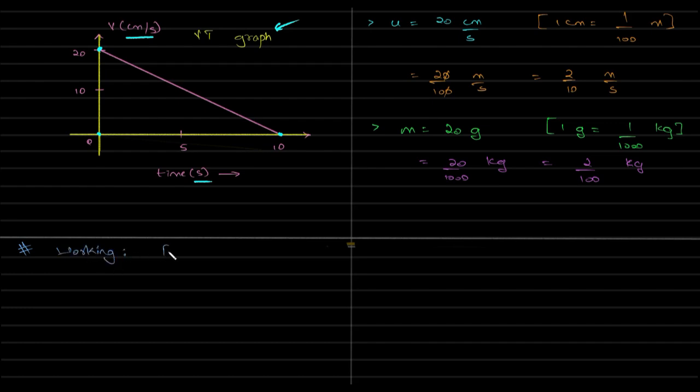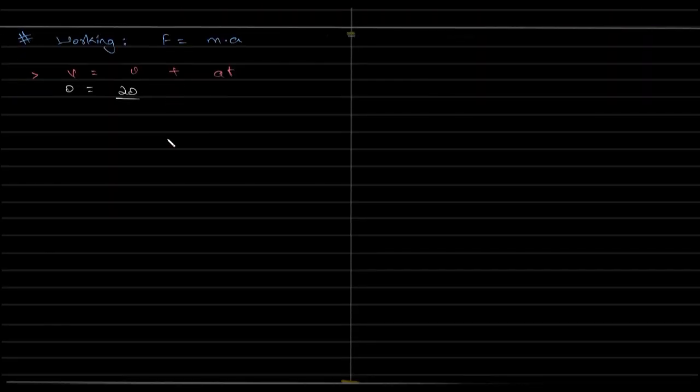We have the force being equal to the product of mass and acceleration. We have the mass, but we don't have the acceleration. So we have to figure out the acceleration. How do you do that? With the help of v is equal to u plus at, right? So we know the final velocity, that is 0. What is the initial velocity? 2 by 10. 0 equals 2 by 10 plus acceleration, which we have to figure out.